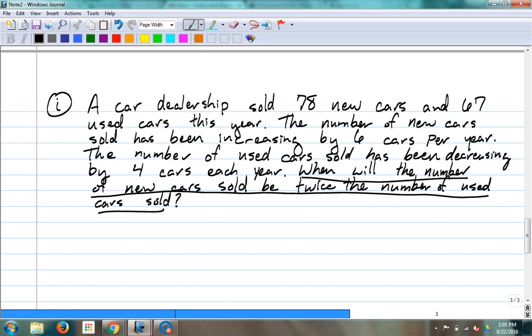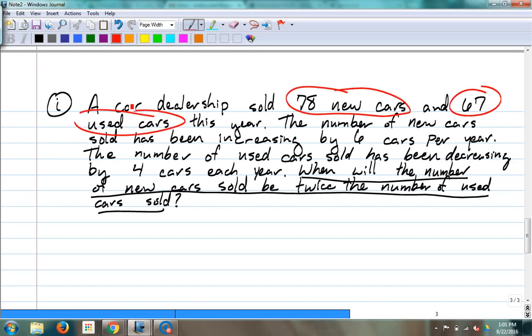Let's read the problem. It says a dealership sold 78 new cars. And then I like to do the third line and the fourth line. Are there any important words circled? Especially clue words. And this is where we're going to, as we're reading it, circle those words. Okay? So they sold 78 new cars. That's probably pretty important. And 67 used cars.